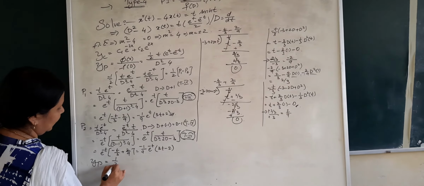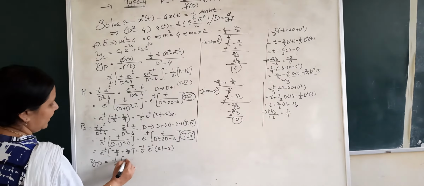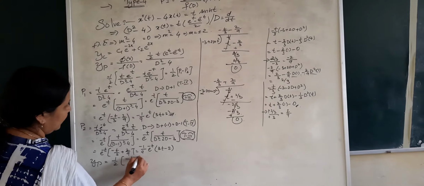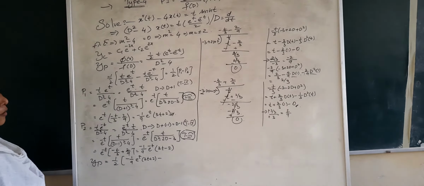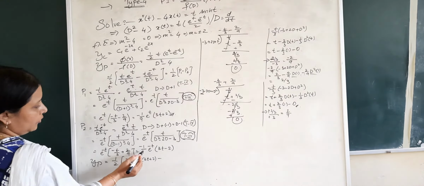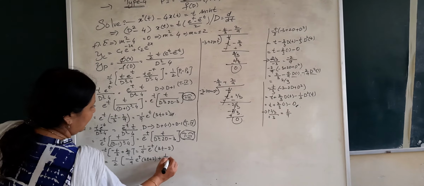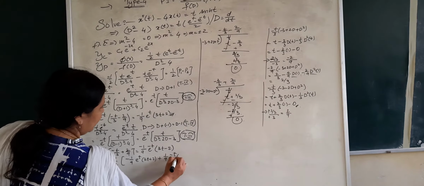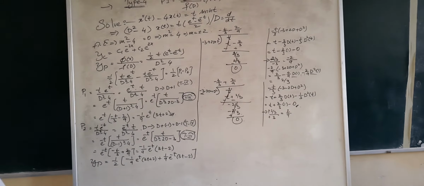So what is yp alone? 1 by 2 as it is, p1 minus p2. What is my p1 value? Minus 1 by 9 e power t times 3t plus 2. Again minus, again I have to take this one. But there is a negative sign here, minus of minus is plus 1 by 9 e power minus t times 3t minus 2. Okay, so this is how you do that.